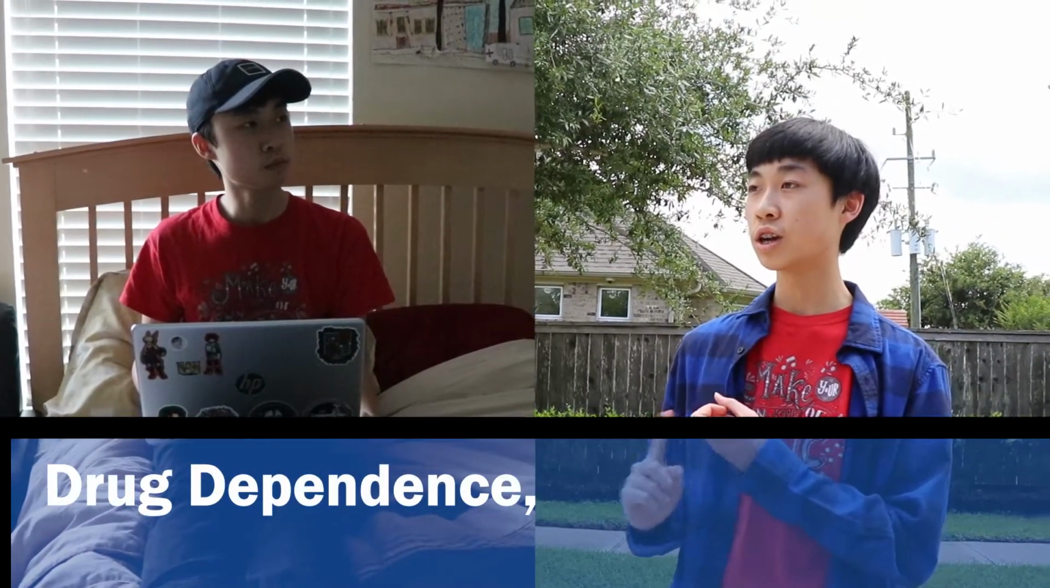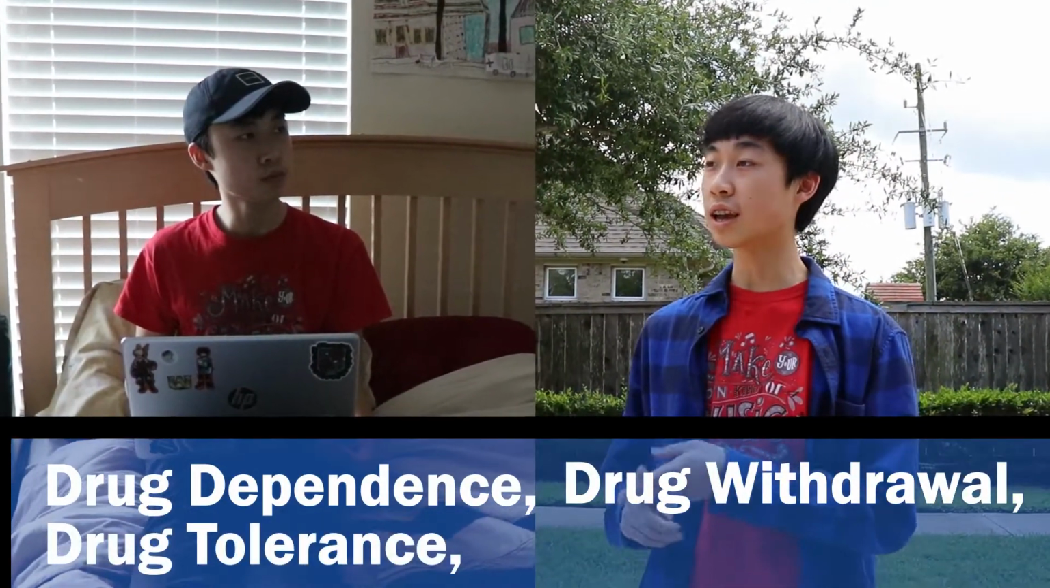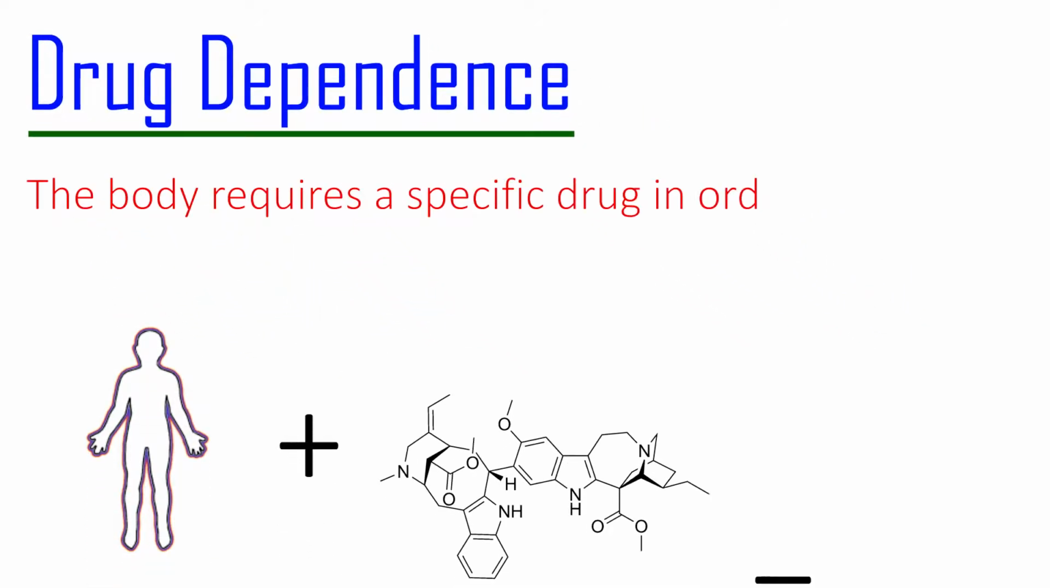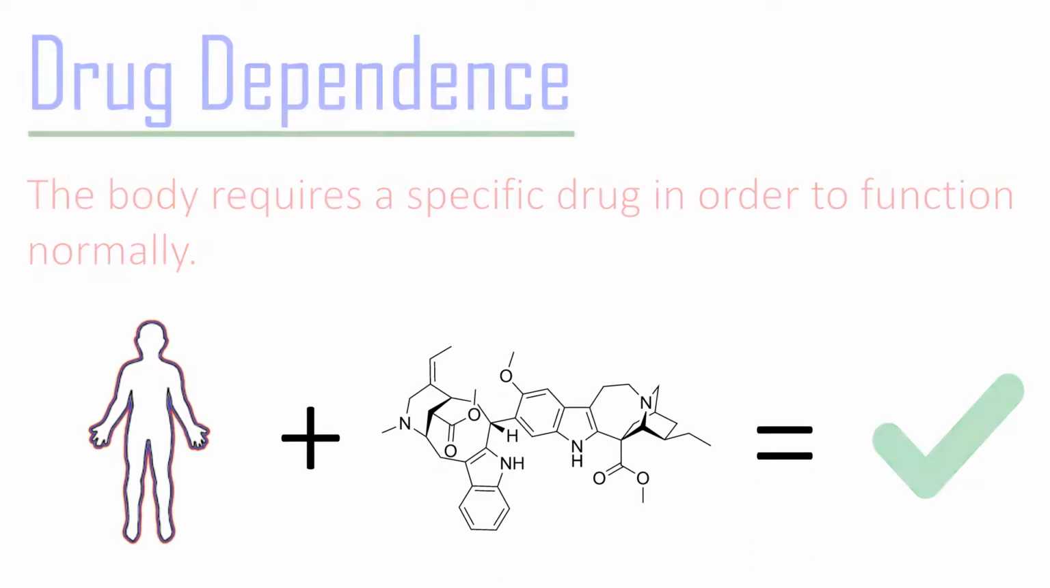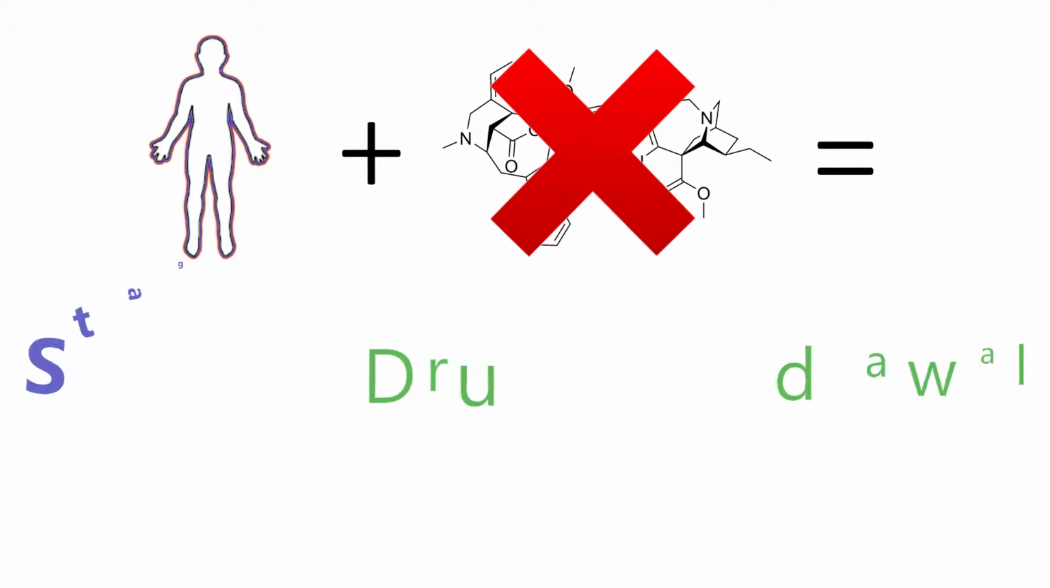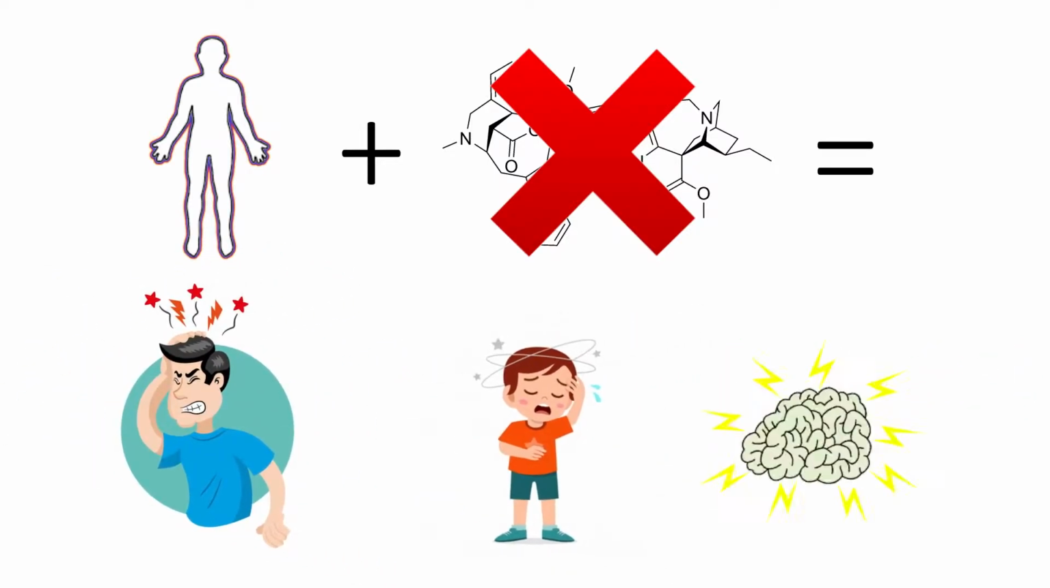There are 4 key stages to addiction: drug dependence, drug withdrawal, drug tolerance, and finally, drug addiction. It all starts with something called drug dependence, in which the body requires a certain drug to function normally. However, if someone doesn't take their daily dose, he or she will experience withdrawals, such as headaches, nausea, and seizures.